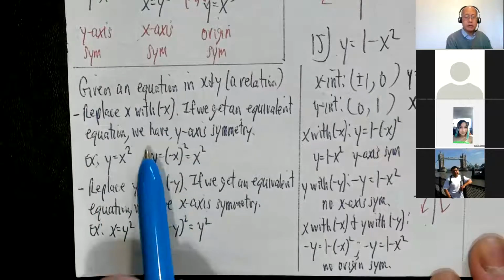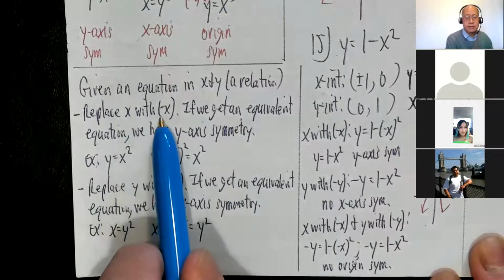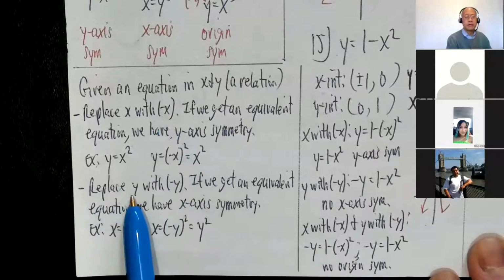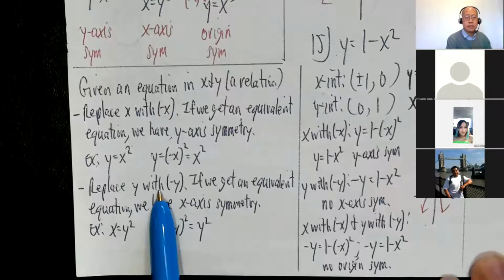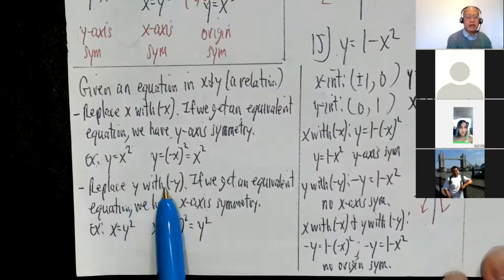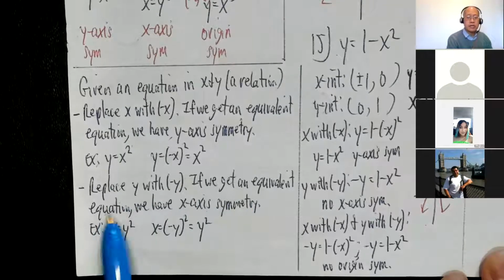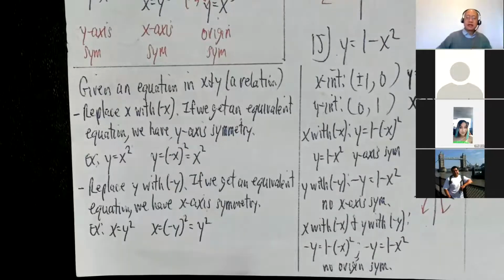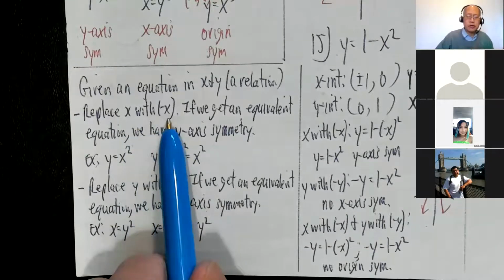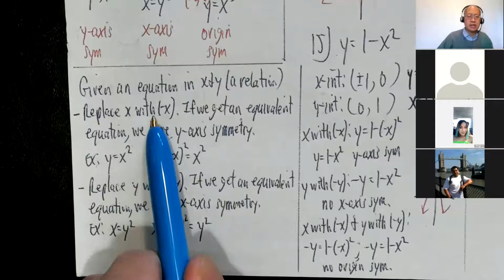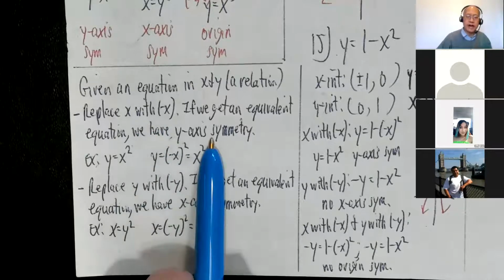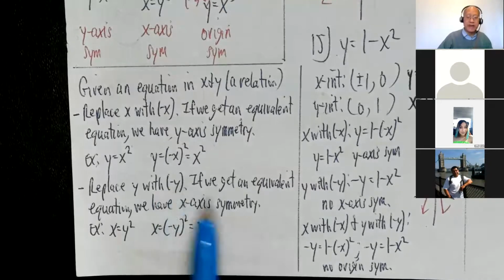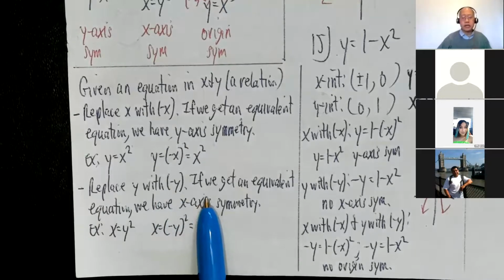Okay, for the other symmetry, well, for this one I replace x with negative x. Can you guess what's going to happen for the other type of symmetry? Replace y with negative y. If I replace y with negative y and we get an equivalent equation, we have x-axis symmetry. This is kind of weird, because if you replace x with negative x, at first glance you might say, well, I'm doing x, I should have x-axis symmetry. No, it's the other letter. You have y-axis symmetry. And likewise, if you replace y with negative y, you don't have y-axis symmetry, you have x-axis symmetry. But if you look at the picture, it actually makes sense.